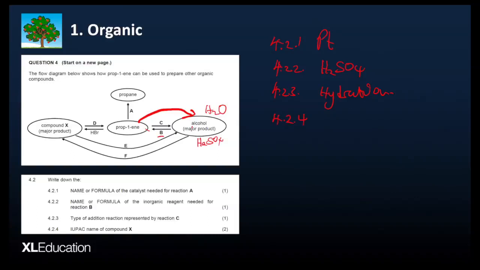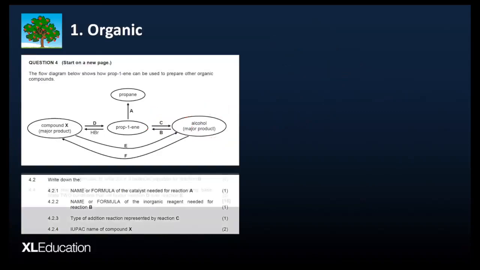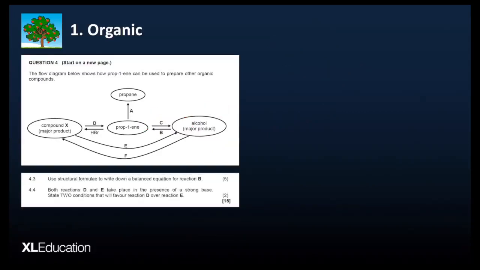Now let's move on to 4.2.4. IUPAC name of compound X. Okay, fine. This one, let me leave it so that I can focus more on the easy questions which one can score. Though the IUPAC naming of compound X is easy, because if you are in a position to identify all the families, then it becomes easy for you to answer 4.2.4, right? Let's have another part of the question, which is 4.3. Use the structural formula to write down the balanced equation for reaction B. Okay, fine. It's not that challenging.